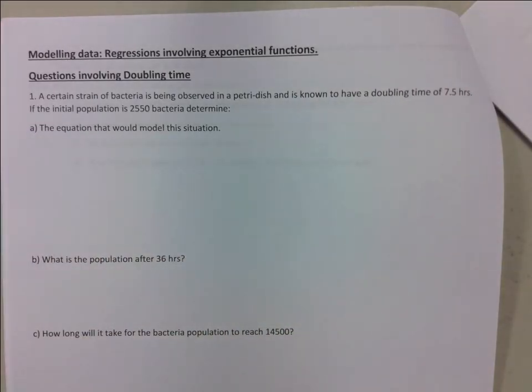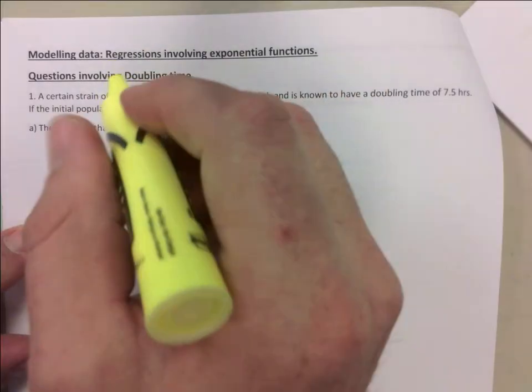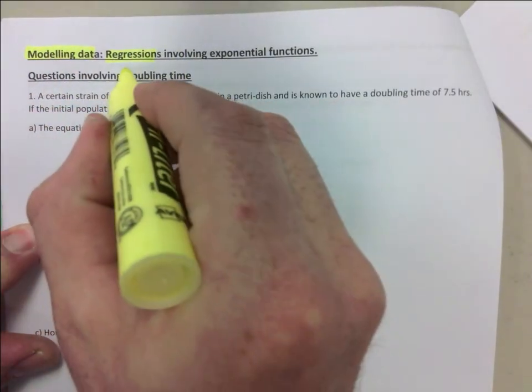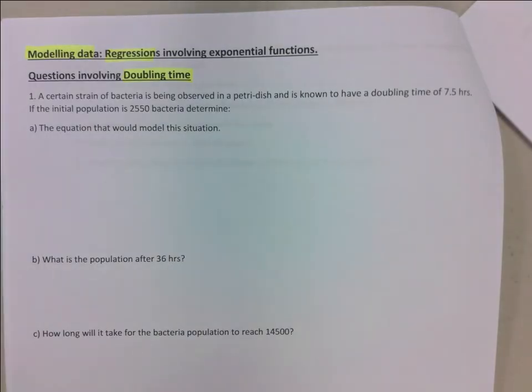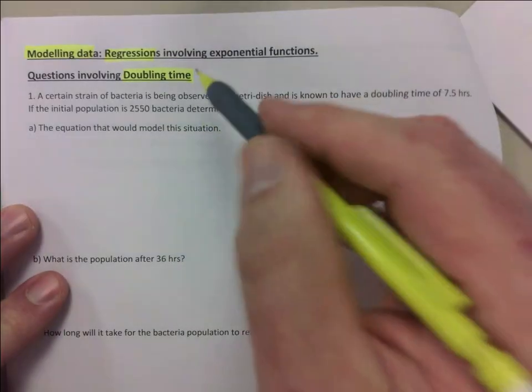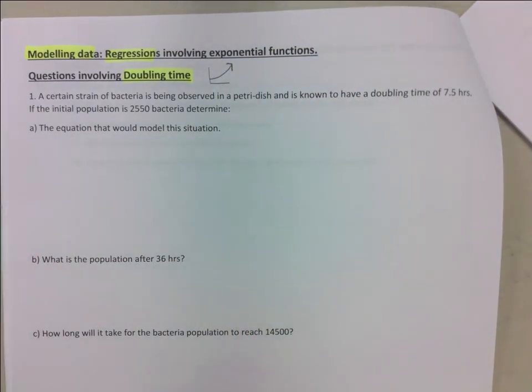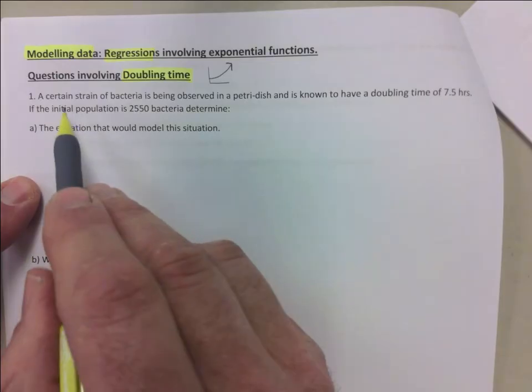Okay, so we're going to do one with doubling time. The title kind of gives it away. We're going to do a model regression with doubling time. You should immediately know that this scenario will do this. We know doubling time, something is doubling. Obviously, you're increasing. I hope you know that. Which means b has to be greater than 1. Okay, so let's see what we've got here.